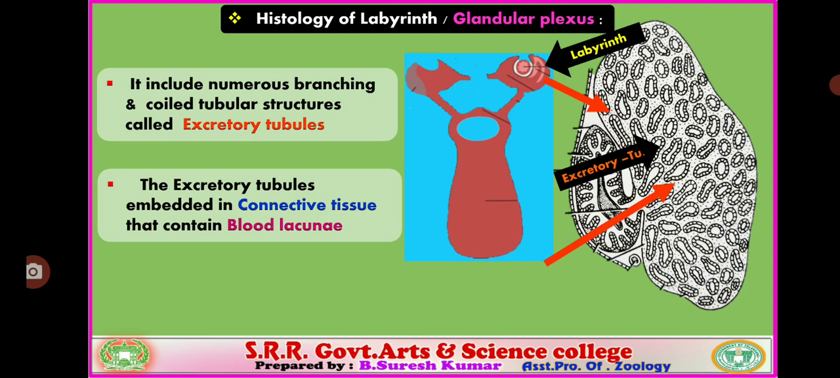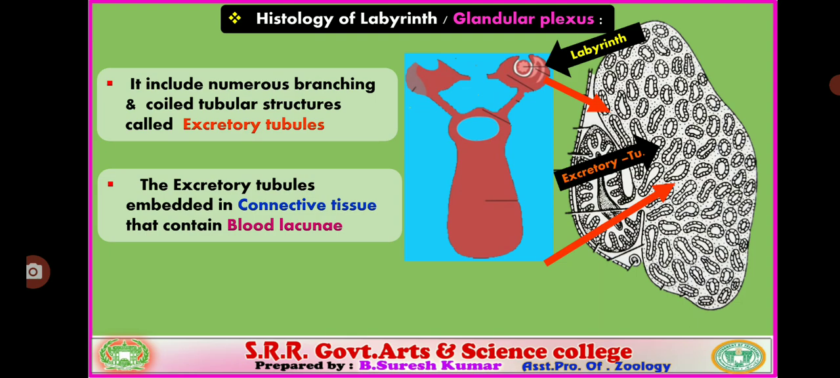So this is the histology of the labyrinth. Followed. So the labyrinth is nothing but the glandular plexus present outside the end sac. It is larger than the end sac. It consists of many coiled excretory tubules, and these excretory tubules are present in connective tissue. Connective tissue contains blood lacunae.